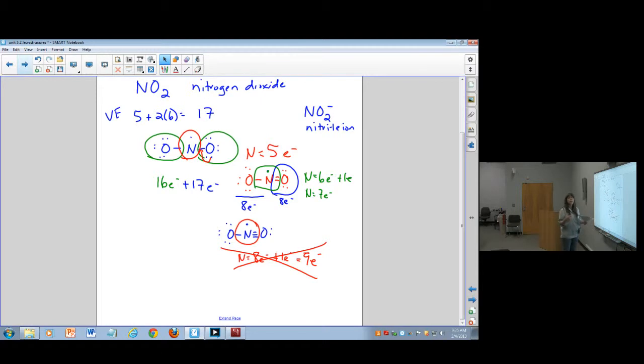They typically will have 8 electrons if it's carbon, nitrogen, oxygen, and fluorine. The only exception is if it's an odd number. If it's an odd number, it will have one less than an octet somehow. So each of these would have 7 electrons on them.